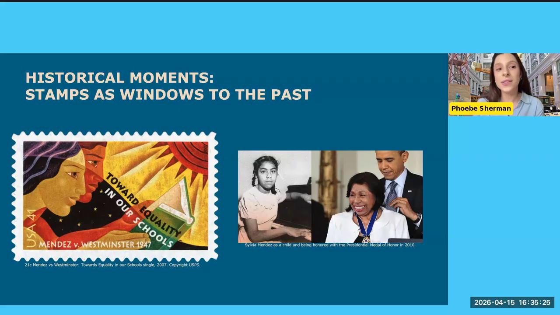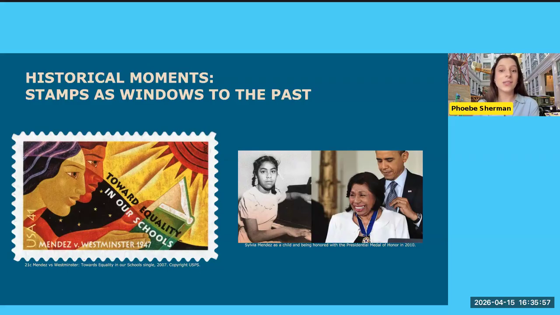So thinking about how this stamp elevates civic engagement as a window to the past. The issue of this stamp marked the 60th anniversary of the Mendez versus Westminster case, and it helped pave the way for Brown versus Board of Education. But the design choices in this stamp are deeply symbolic and allow us to go a little bit deeper into the civics and the symbolism behind just the topic on the surface.